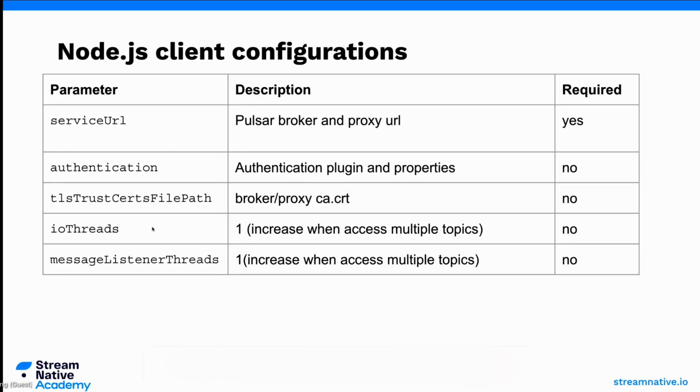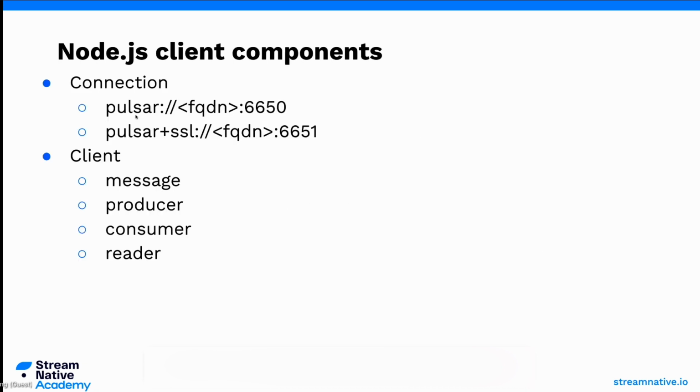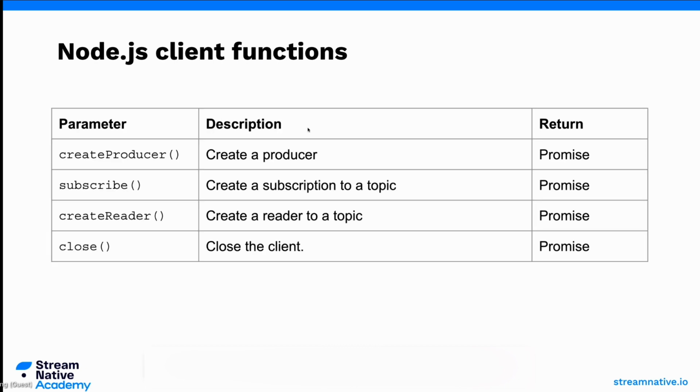Okay, configuration. This is basically the property. When you create a Pulsar client, what property you need to provide. Basically the property name and the description are here, and this table shows you if it is required to specify it here, right? The only thing you need to specify is service URL, which is your broker or proxy URL, like this one: Pulsar protocol, host name and port, or Pulsar protocol SSL, host name and port.